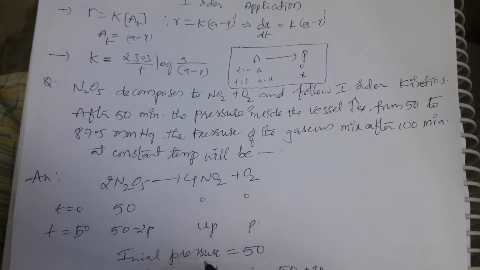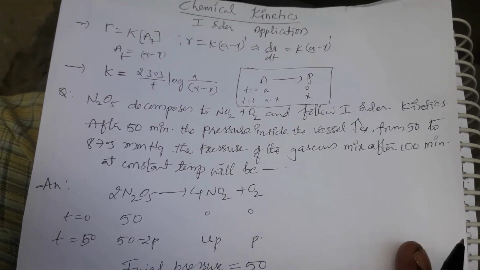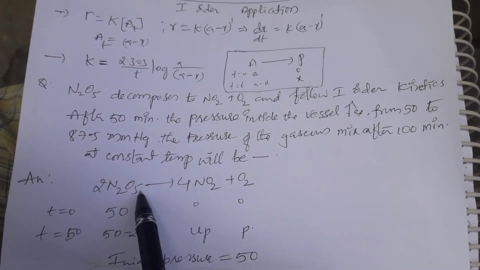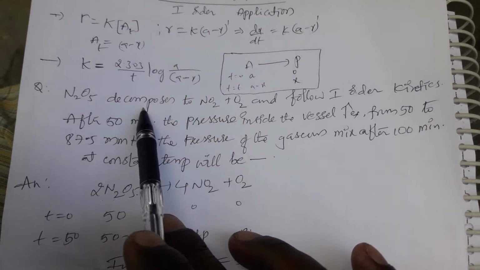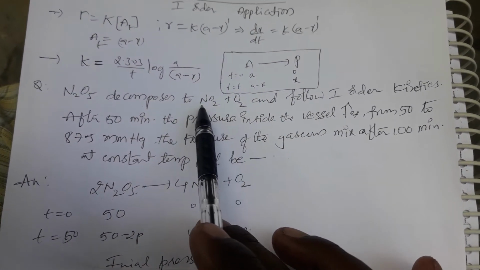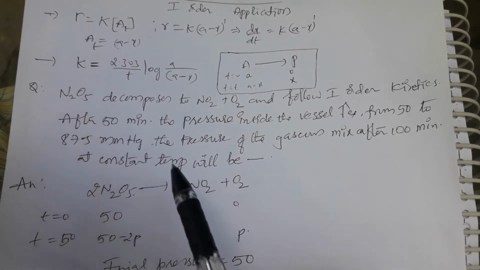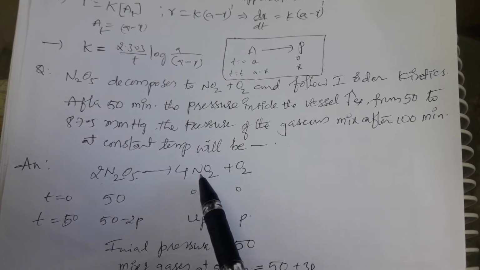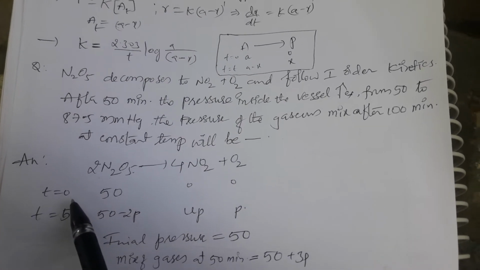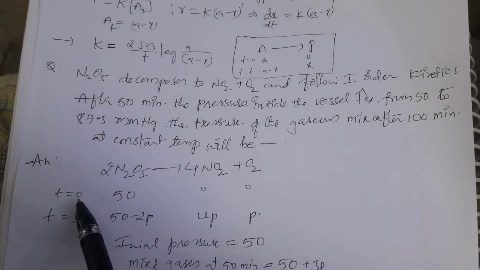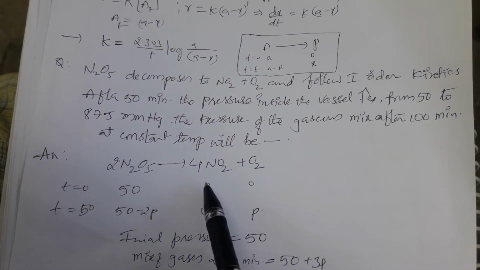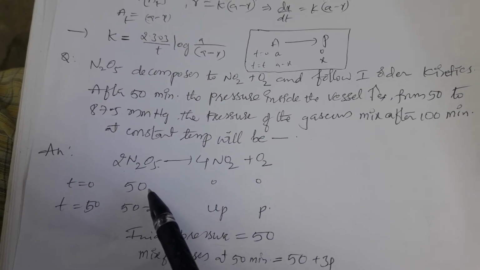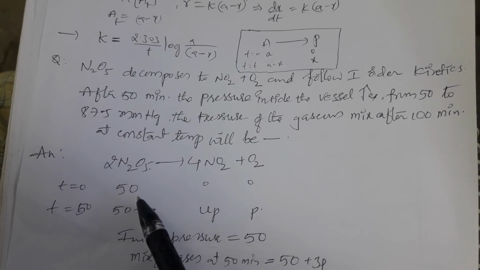While discussing this question, we first have to make out the chemical equation: 2N2O5 decomposes to NO2 and O2. NO2 and O2 are the products, N2O5 is the reactant. So 2N2O5 gives rise to 4NO2 plus O2. Initially, at zero time, no product will be formed. We have to take the concentration of the reactants in the form of pressure, as the pressure is given here.